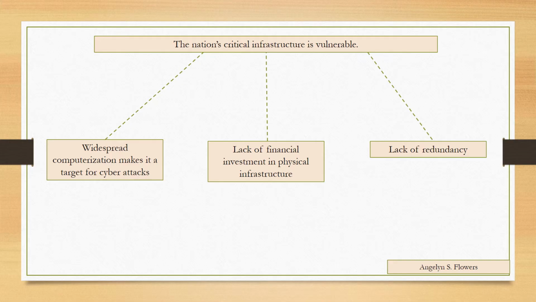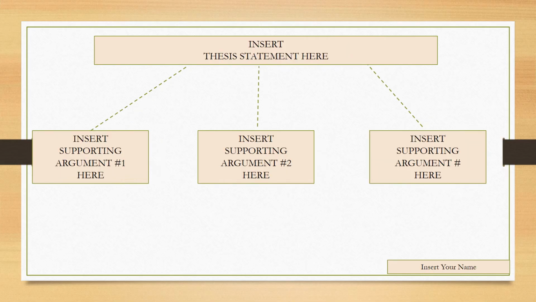The first one is that widespread computerization makes it a target for cyber attacks. The second supporting argument addresses the lack of financial investment in physical infrastructure. And finally, the third supporting argument is lack of redundancy. You notice that these supporting arguments are phrased as statements, but not necessarily sentences. However, even though they are not complete sentences, the full meaning is conveyed.